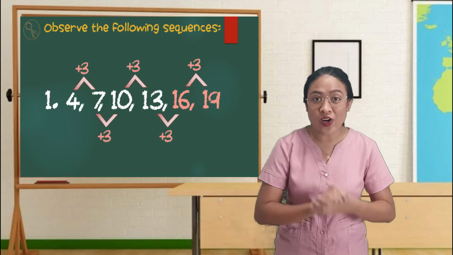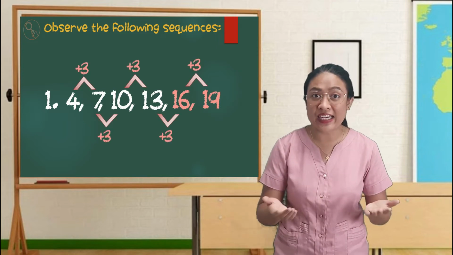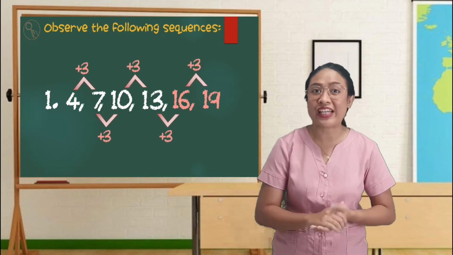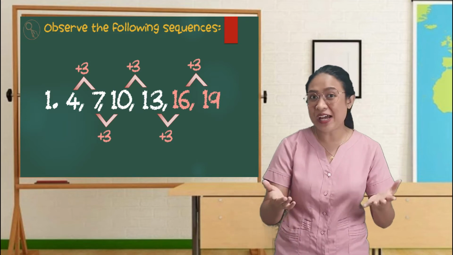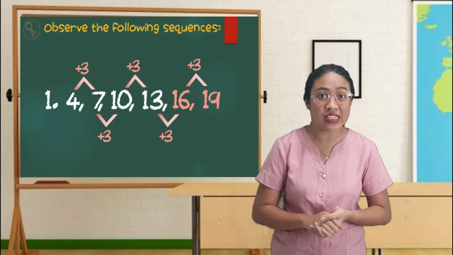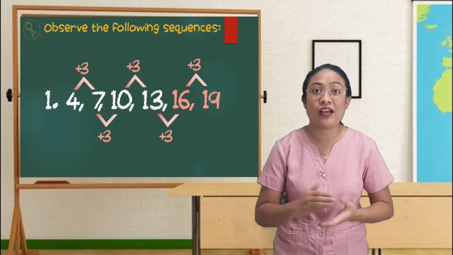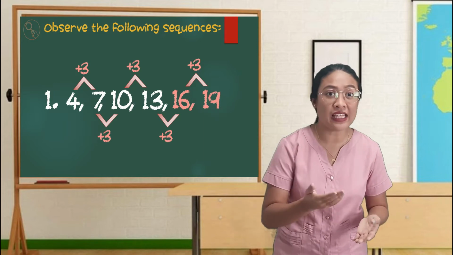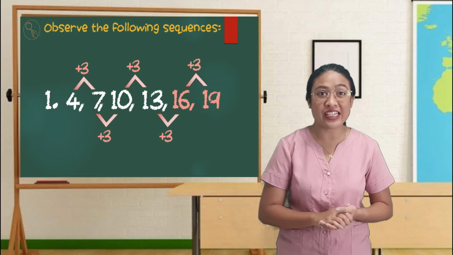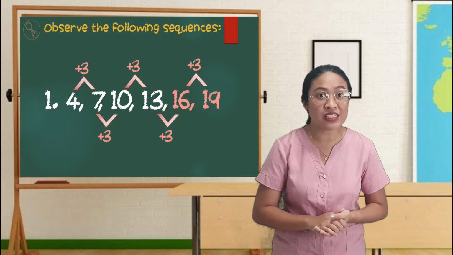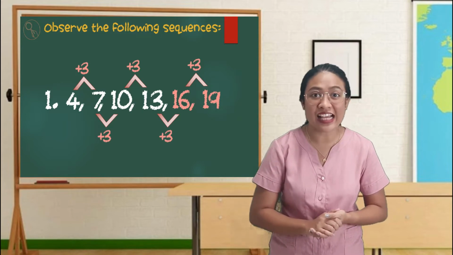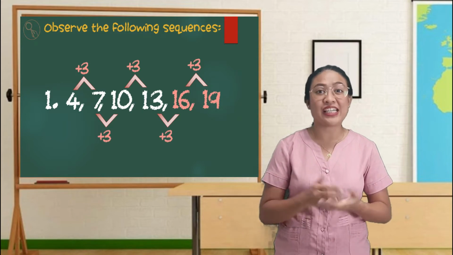Notice that a constant number 3 is added to the preceding term to get the next term. For example, 4 plus 3 is equal to 7. 7 plus 3 is 10. 10 plus 3 is 13. 13 plus 3 is 16. And lastly, 16 plus 3 is 19.